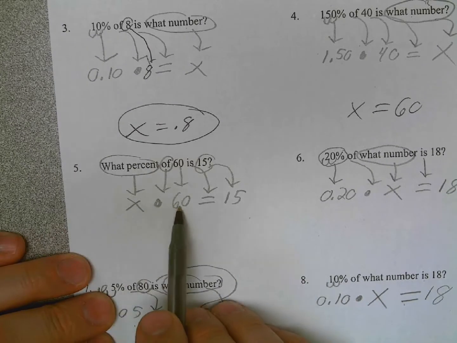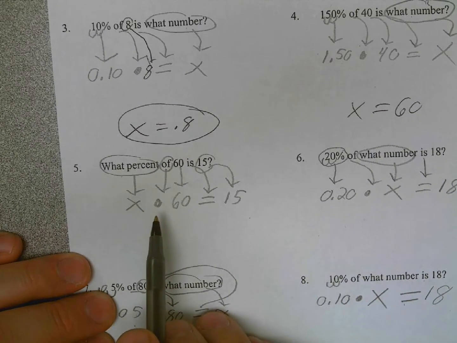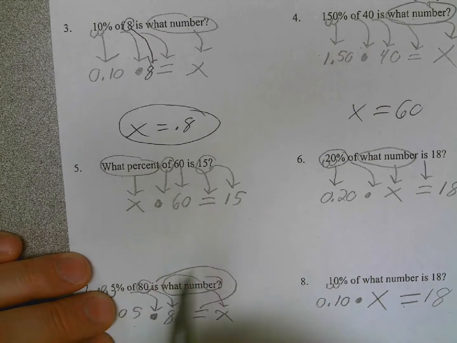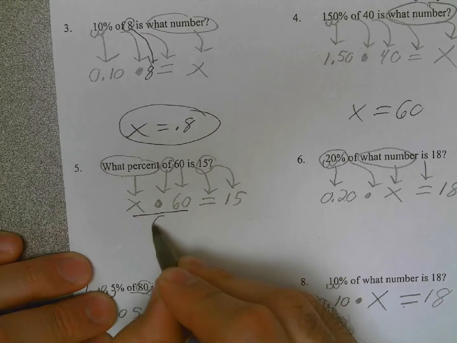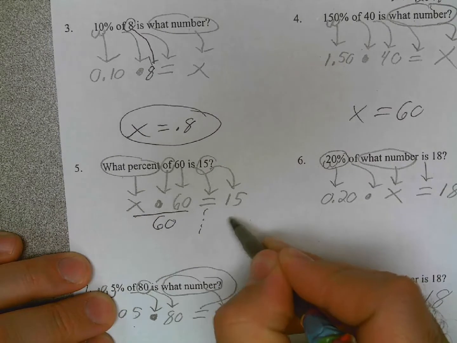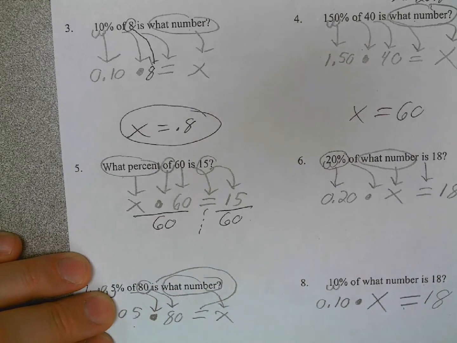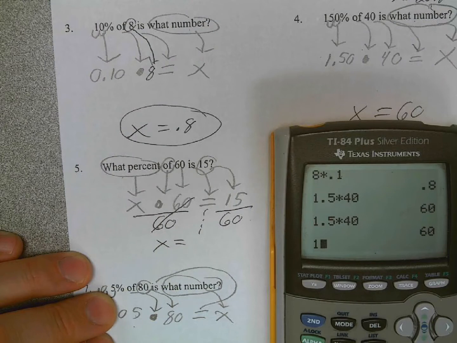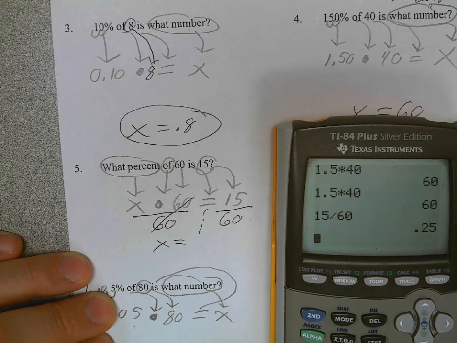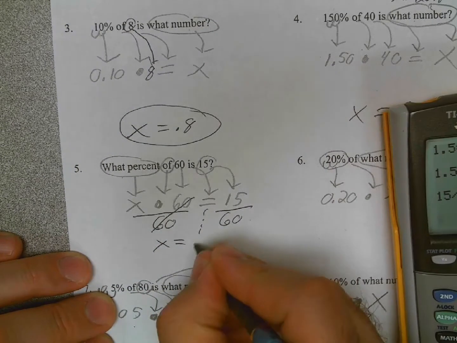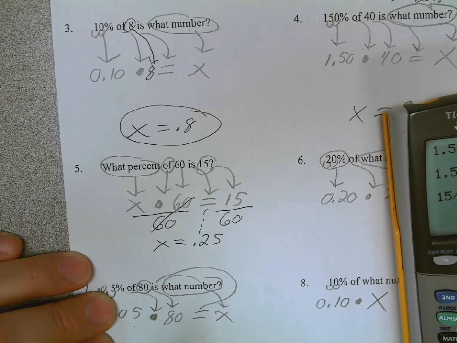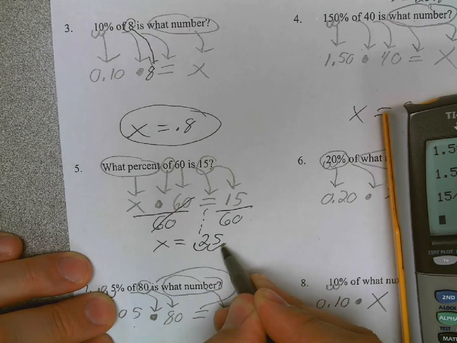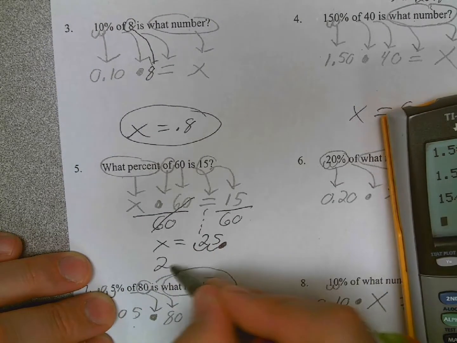Leave me alone times 60. For us to solve for X, we got to make sure X is all by itself. So leave me alone times 60. So the opposite of times 60, yeah, is divide. Whatever you do to one side, gotta do to the other. Alright? So these 60s cancel out. X equals 15 divided by 60, 0.25. Well, it wants the percent. So I got to move this 1, 2, and that's going to give me 25%.